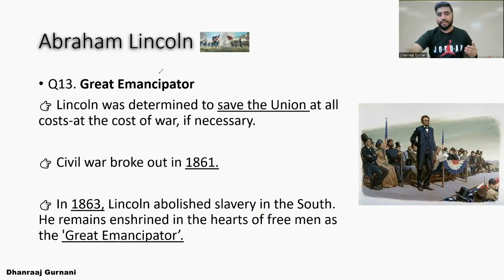Hence, let's revise these 3 points quickly. Emancipator means someone who frees you. So point number one, Lincoln was determined to save the Union. He did not want the Union to break. Northern and southern states had seceded. He began the civil war in 1861. In 1863, he abolished slavery in the South, and he was called the great emancipator. He is remembered as a great emancipator, that is someone who freed the slaves.